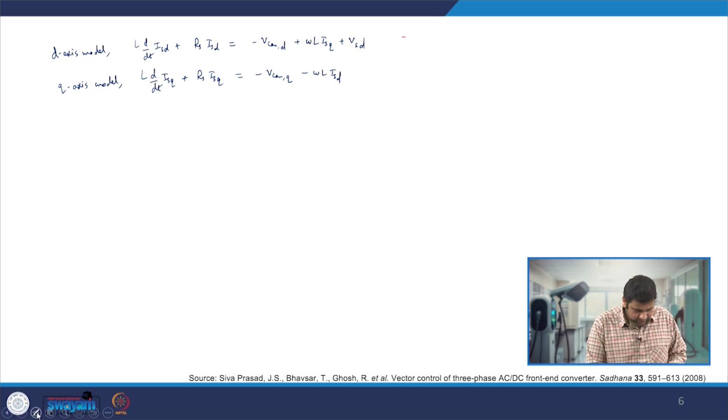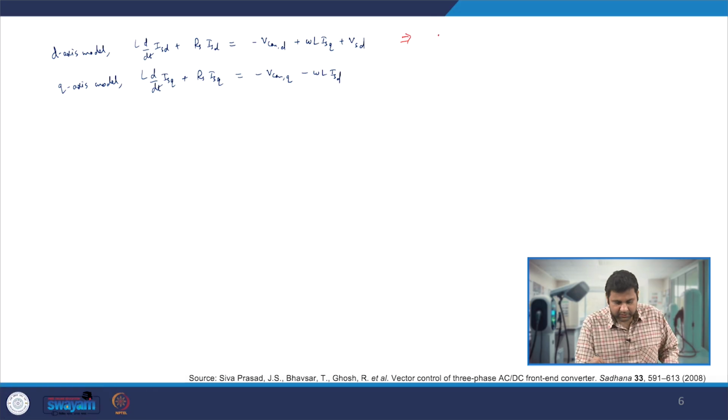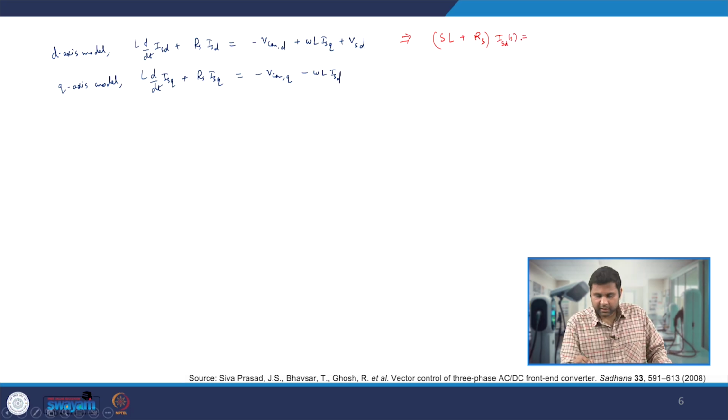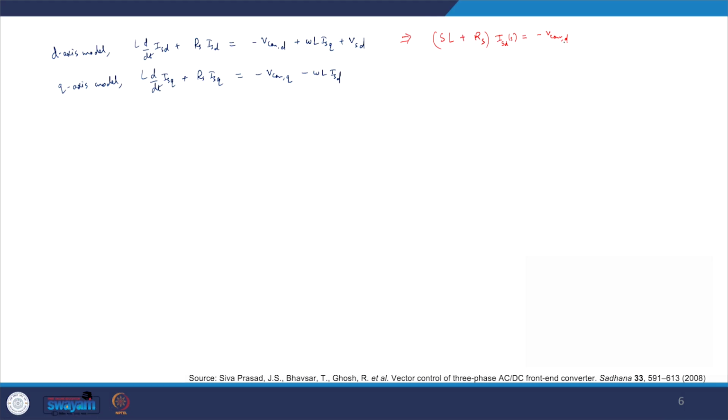We can take it to the frequency domain. Okay, let us take it in this way. Take it to the frequency domain. We can take the Laplace on either side, and SL plus RS times ISD of S is nothing but minus V converter of D. This particular term is actually coming along with this application of V converter.